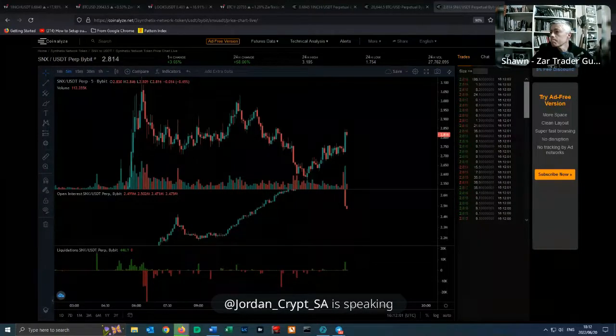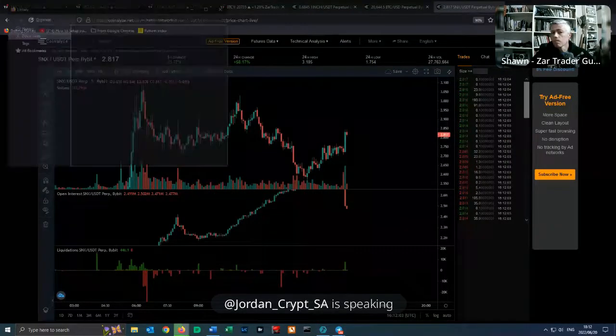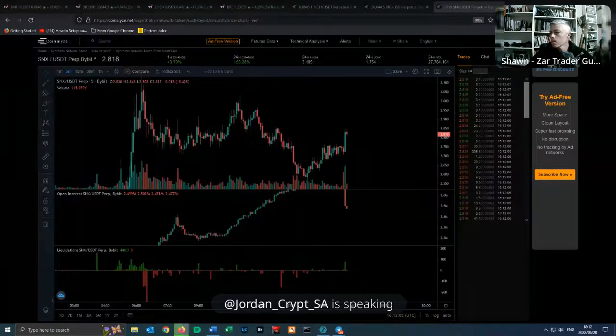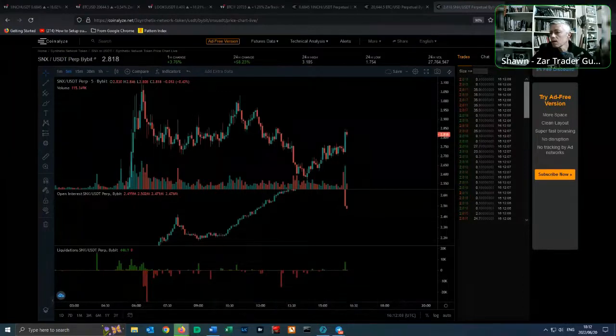Yeah, so just like support and resistance, the more times those lines are tested, the more likely they are to flip. Yeah, exactly.